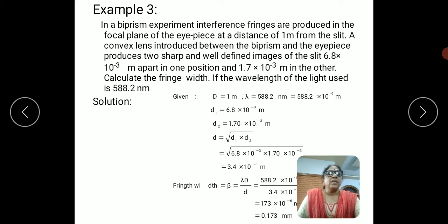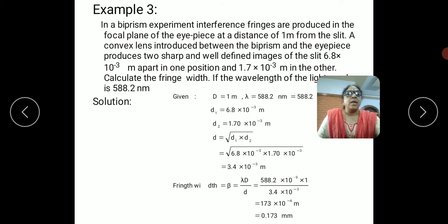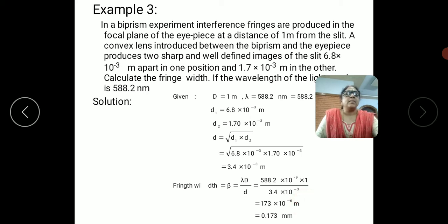And then fringe width beta is equal to lambda D by d. After substituting lambda and capital D by small d, it is 588.2 into 10 to the power minus 9 divided by 3.4 into 10 to the power minus 3, which is equal to 173 into 10 raised to minus 6, and in terms of millimeter, it is 0.173 mm.